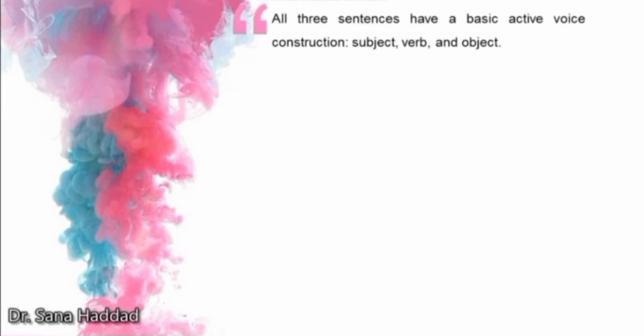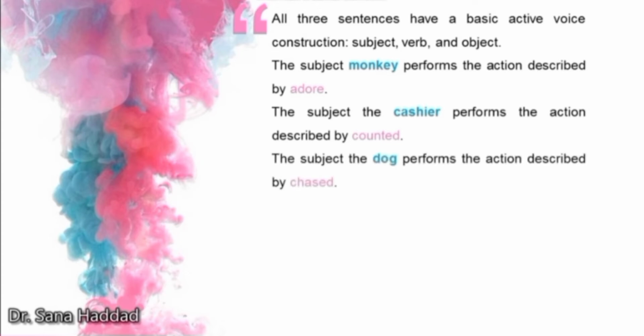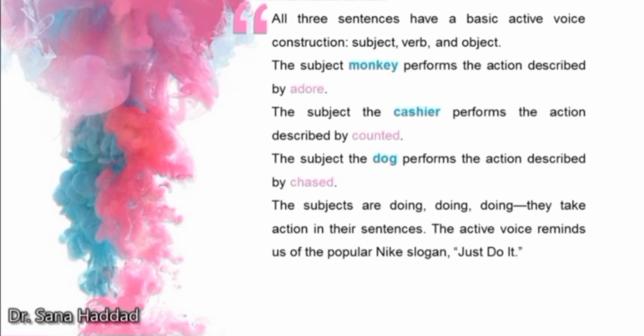All three sentences have a basic active voice construction: subject, verb, and object. The subject, monkey, performs the action described by adore. The subject, cashier, performs the action described by counted. The subject, dog, performs the action described by chased. The subjects are doing, doing, doing. They take action in their sentences. The active voice reminds us of the popular Nike slogan, "Just do it."